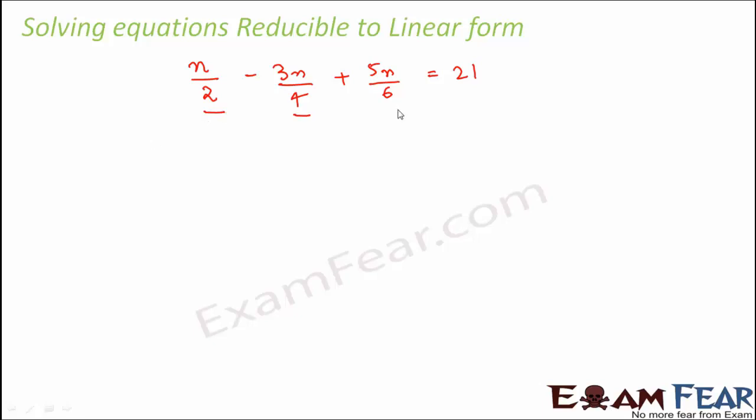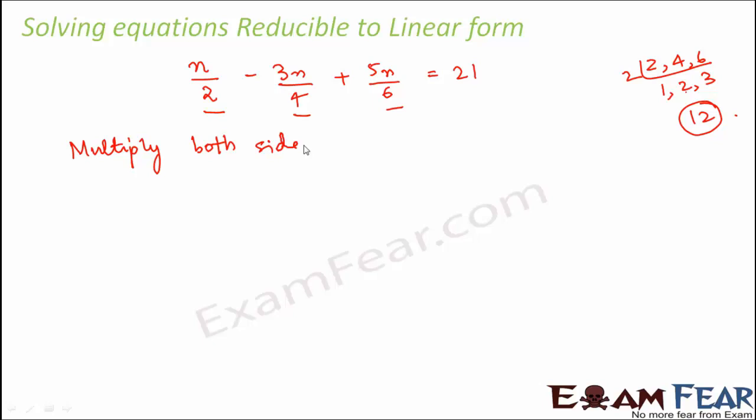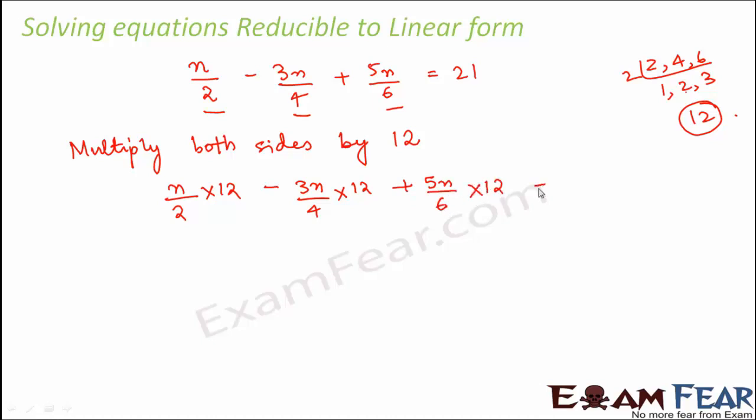We have to find out the LCM of the denominators. Here the denominators are 2, 4, 6. This is how we find the LCM, and the LCM comes out to be 12. 2 2s are 4, 4 3s are 12. Now multiply both sides by 12. So our next step is multiply both sides by 12. So this would be n by 2 into 12 minus 3n by 4 into 12 plus 5n by 6 into 12 is equal to 21 into 12.